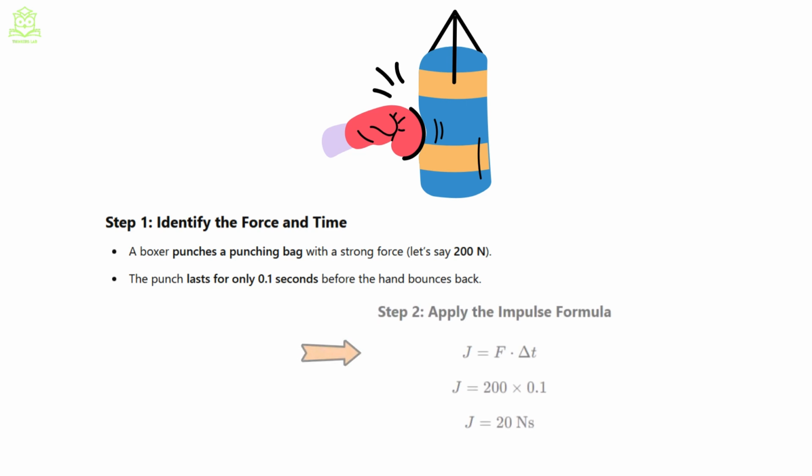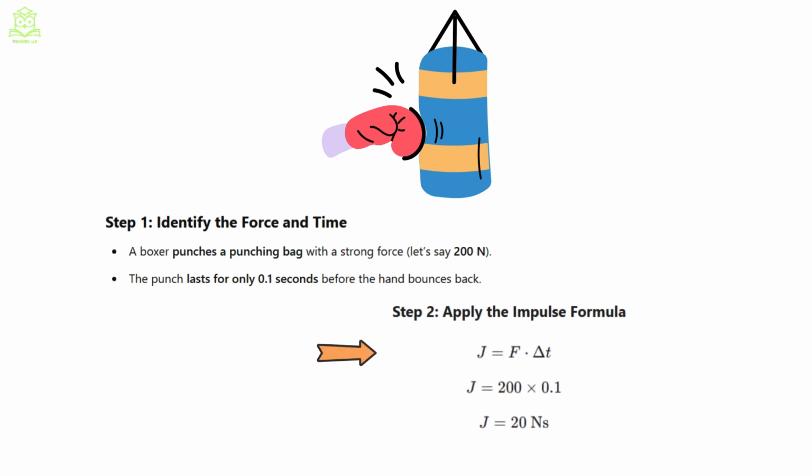Step 2. Apply the impulse formula. Impulse equals force times time. Now substituting the values, J equals 200 times 0.1. J equals 20 newton seconds. That's the impulse. The harder and quicker the punch, the bigger the impulse.